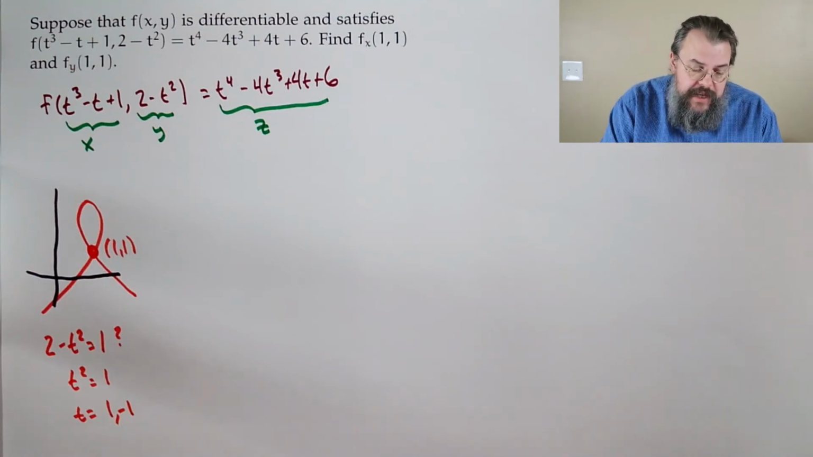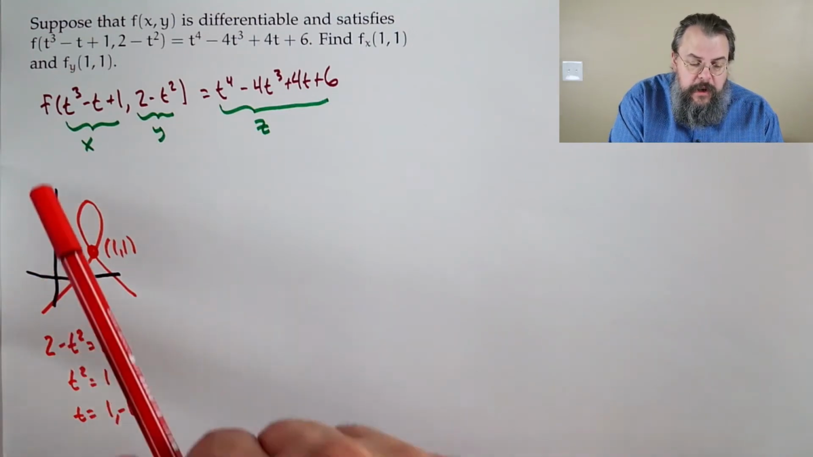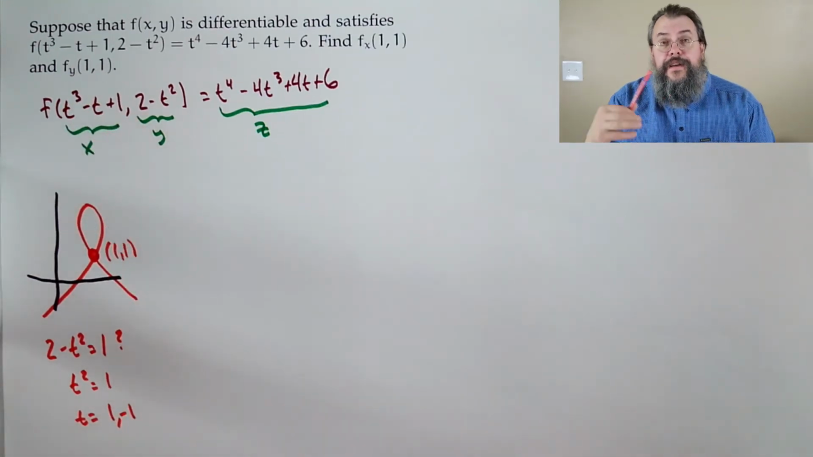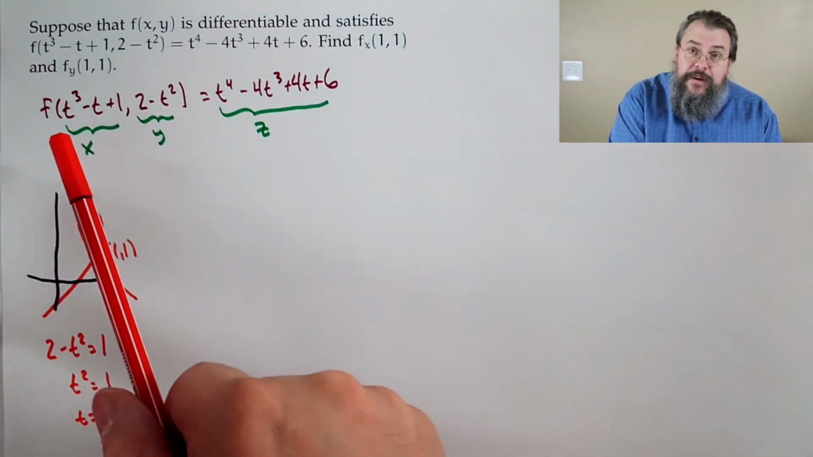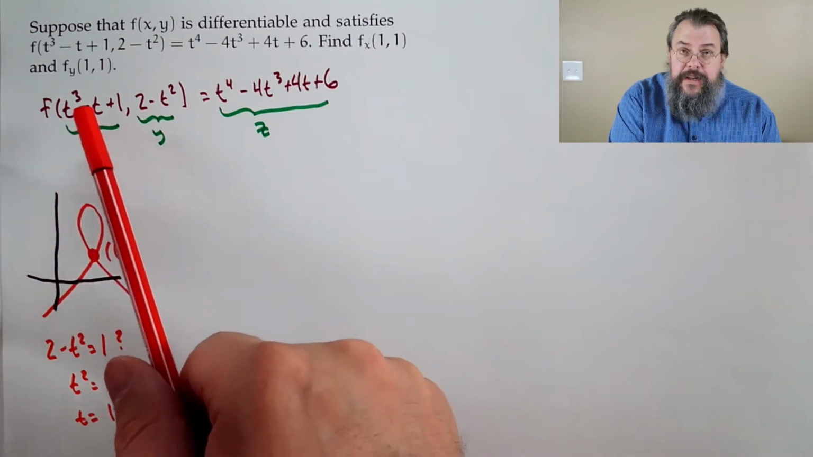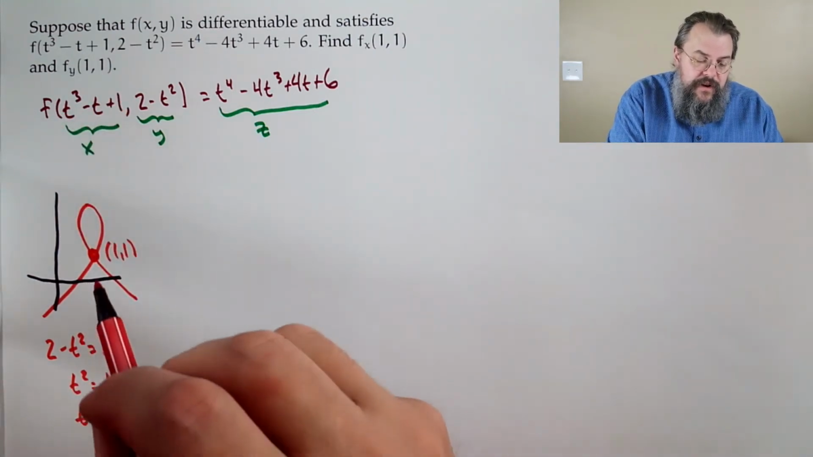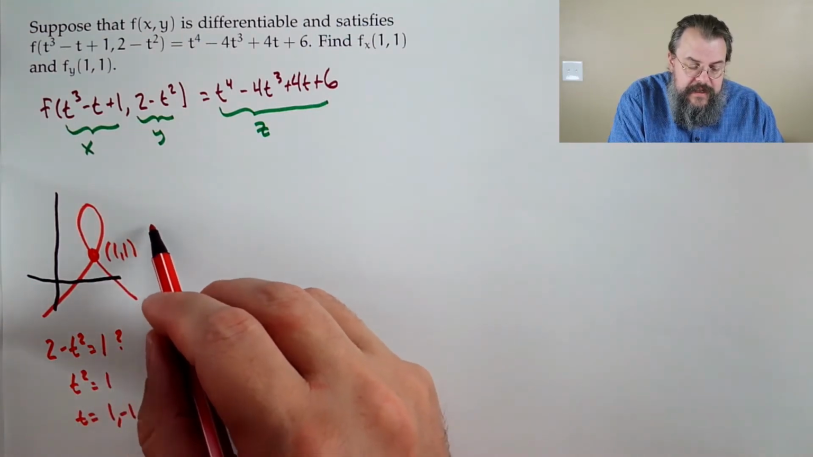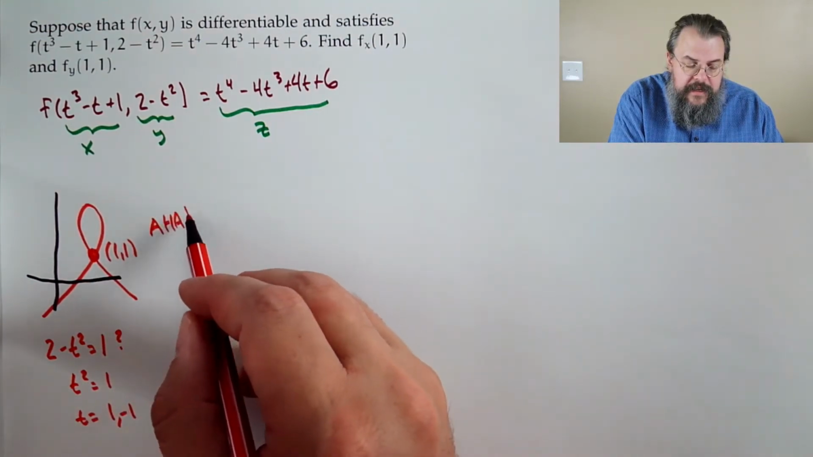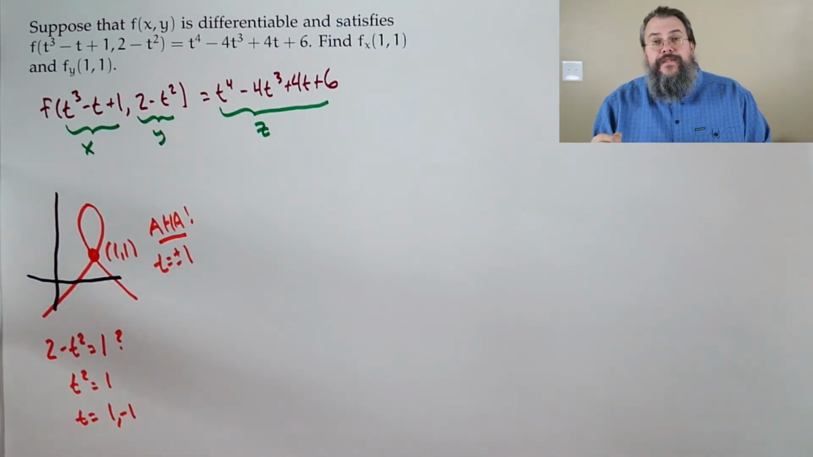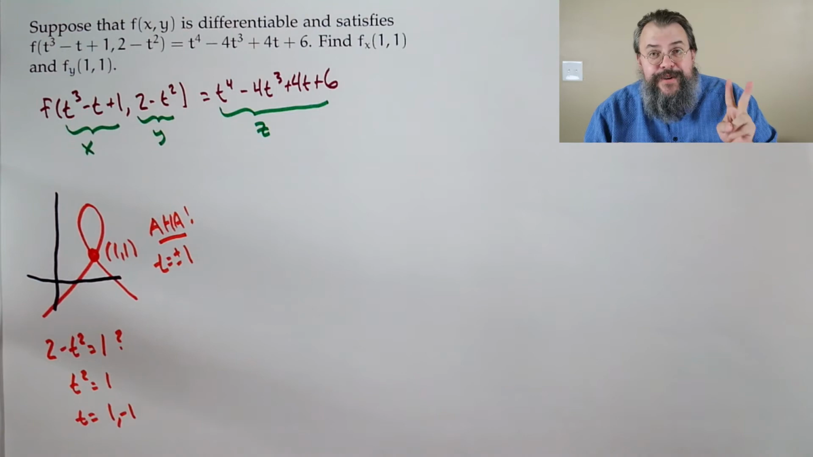Now we just have to check that the x value matches as well. If you plug in 1, 1 cubed minus 1 plus 1 is 1. Negative 1 cubed is negative 1, subtract negative 1 cancels, plus 1 is 1. So, aha, this is the great aha. We are at time plus or minus 1. So remember, we're just going to be there 2 times.